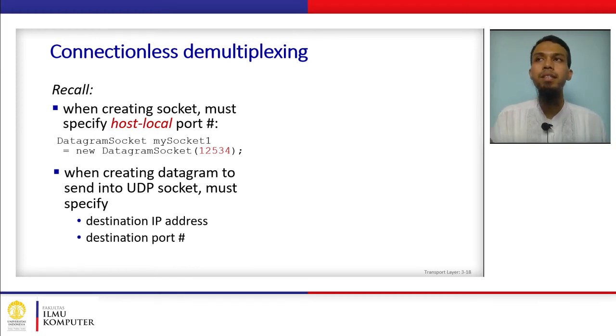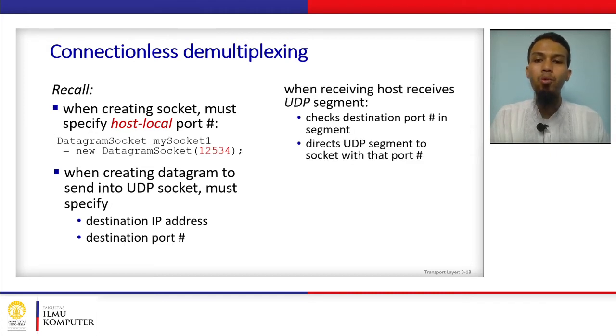This is different from the TCP socket because, if you recall, in TCP, when the server receives a connection from a client, it creates a new socket. Basically, the socket information is already there in the socket. So if the server and client want to communicate, they don't have to explicitly specify the destination port and IP addresses. Okay, so then what happens in demultiplexing at the receiving host?